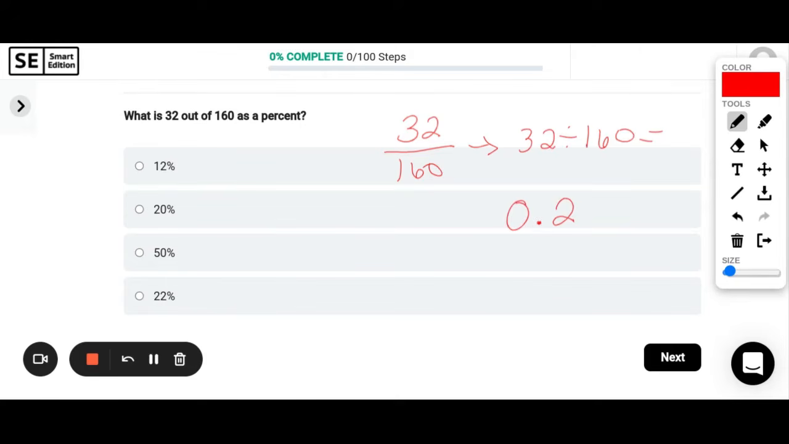So 0.2 is not our percent. That's just the decimal representation. In order to turn this into a percent, I need to swoop my decimal twice, which is the same thing as multiplying by 100. Remember, percent means out of 100. So 0.2, swoop the decimal twice, or just multiply it by 100, and you are going to get 20% as your final answer.